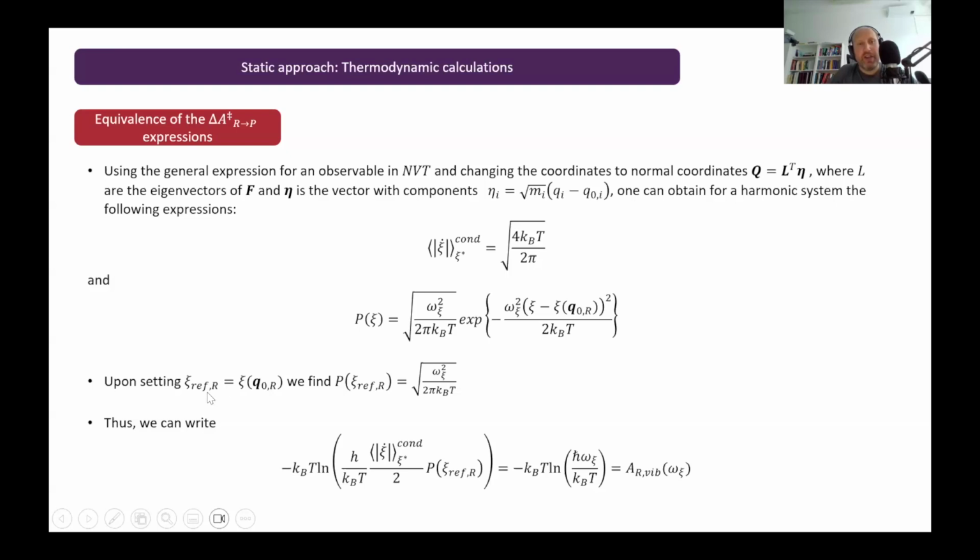Now we can choose the reference reactant state arbitrarily. Remember, one of the assumptions in the static approach was that it's the potential energy minimum that is representative of the whole reactant state.